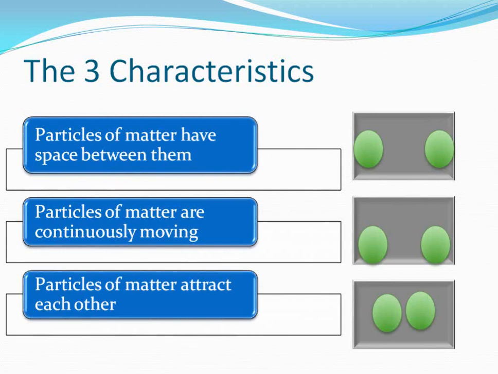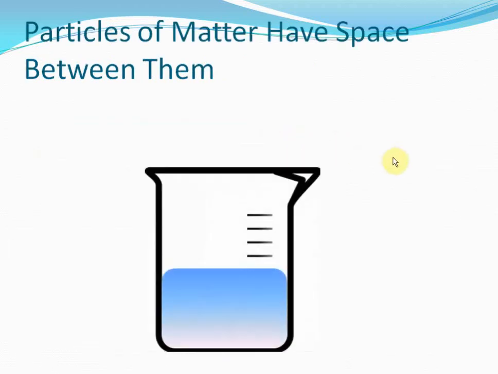Let's look at the first characteristic first. Particles of matter have space between them. Consider a beaker full of water. Now let me add some sugar to the water. What will happen? Clearly, the sugar will dissolve in the water. The reason is that initially there were only water particles, isn't it? Now, when we added sugar to the water, the sugar particles, these brown ones here, occupied the space between the water particles, and therefore they dissolved in water, isn't it?